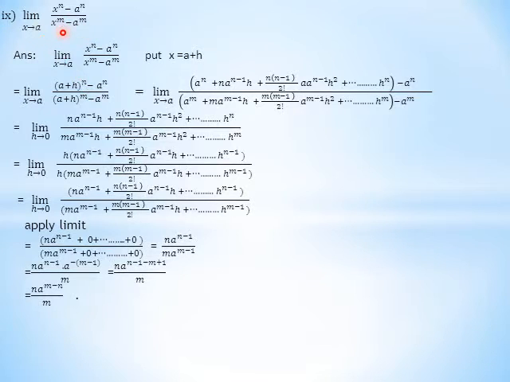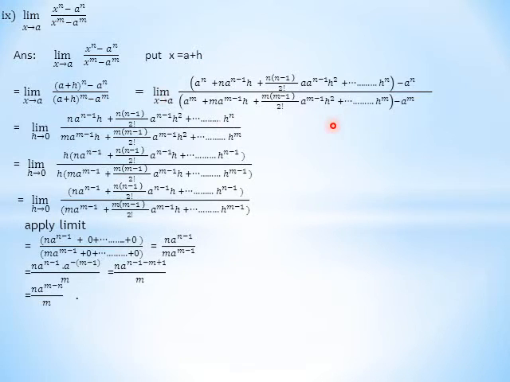This is a somewhat difficult part. Now put x equal to a plus h. Why? Because h is a little increment; if h tends to 0, then x tends to a. So I am replacing x equal to a plus h in this question. So a plus h raised to the power n, and the same, a plus h raised to the power m.